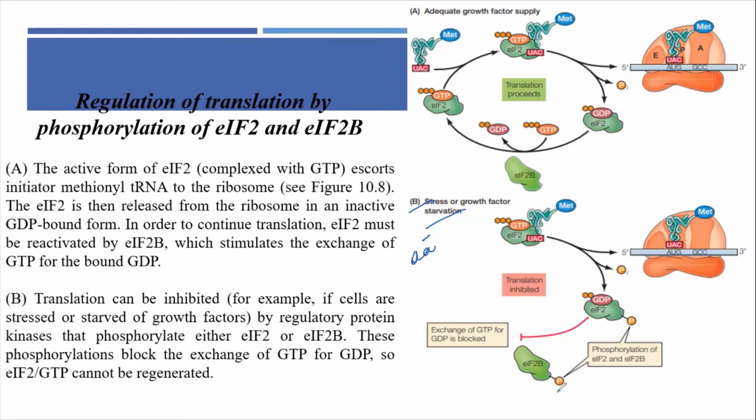So EIF2B will be phosphorylated, which is going to phosphorylate your EIF2. So this is going to get blocked. They are no longer functioning, because of which no new tRNA charged with amino acids will be brought. Hence, no translation. Clear? Am I clear?